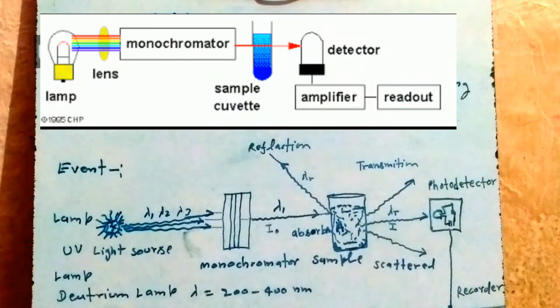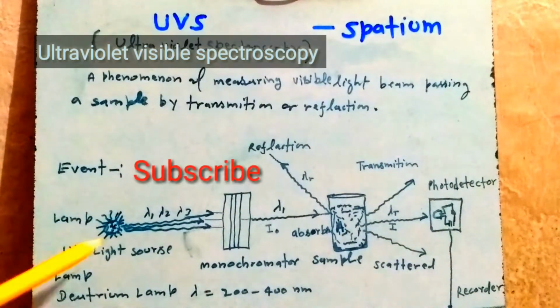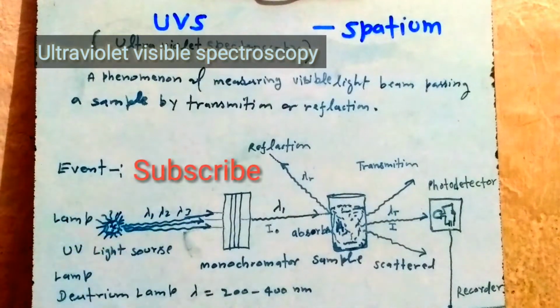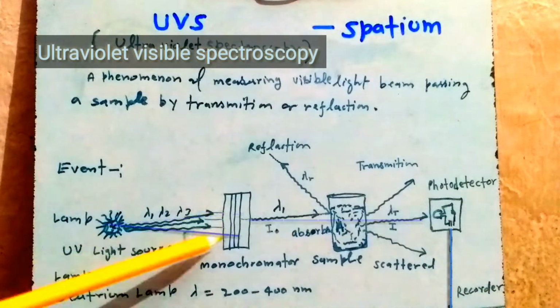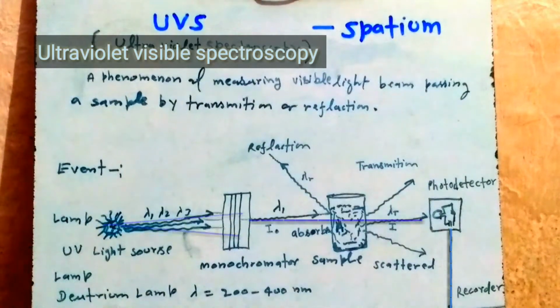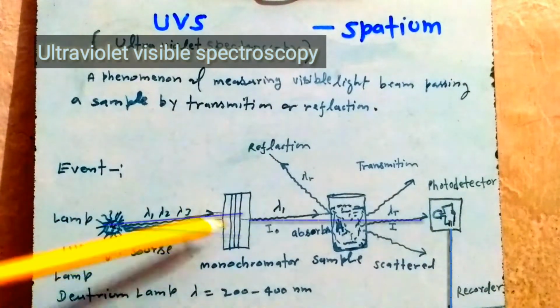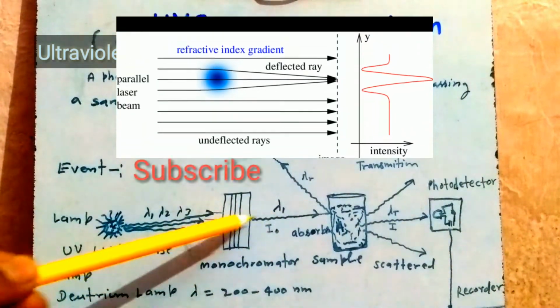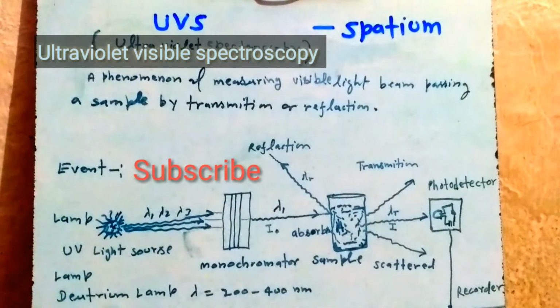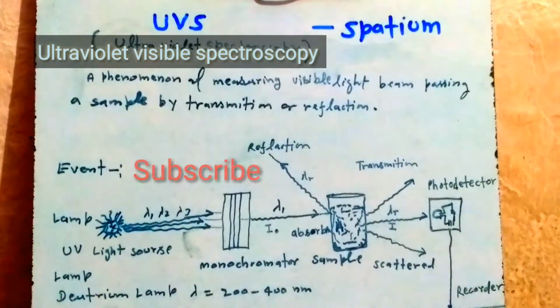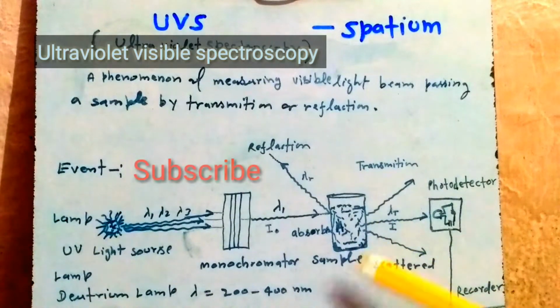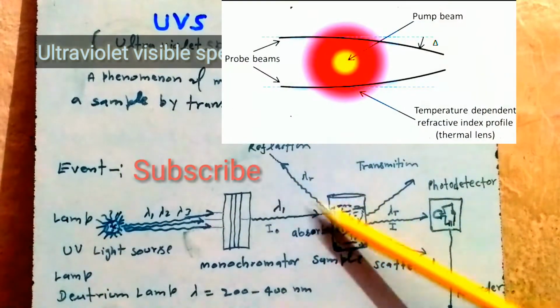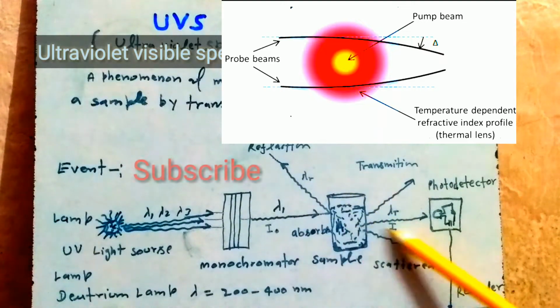So first of all, we need a lamp, an ultraviolet source lamp, which emits various wavelengths of light. We need to filter that because we need monochromatic light. So let's say we pass that light through a filter monochromator, and then we receive single wavelength, monochromatic light. When this light falls on the sample, some part of the beam is reflected and some part is transmitted through the sample.